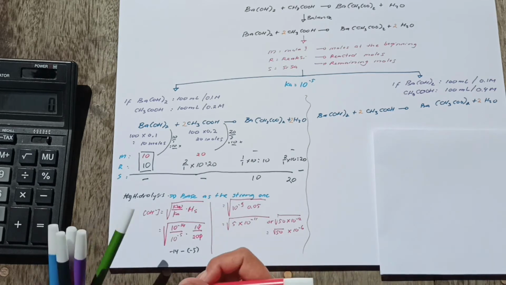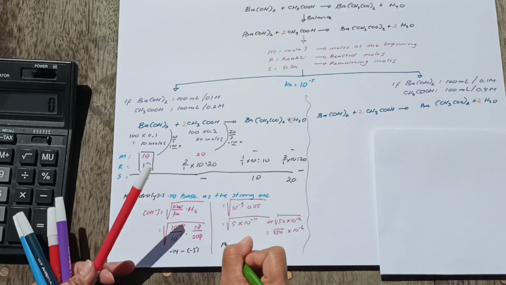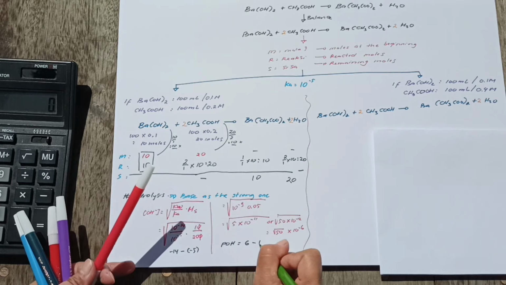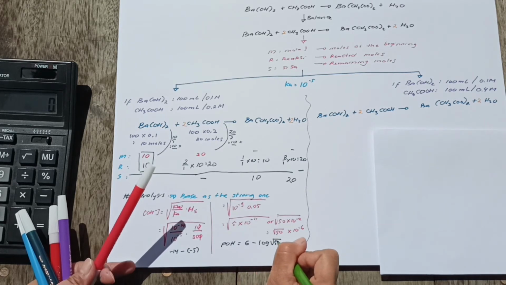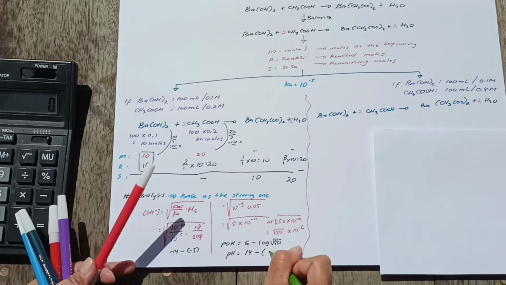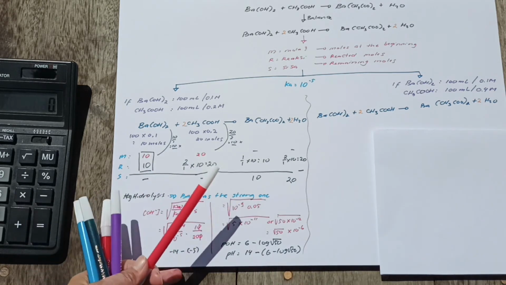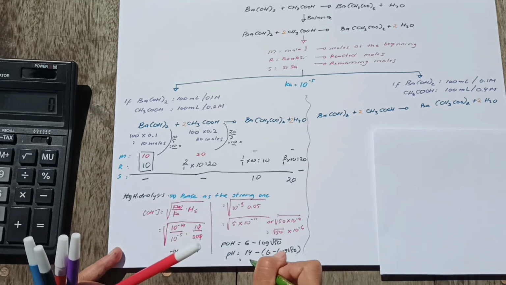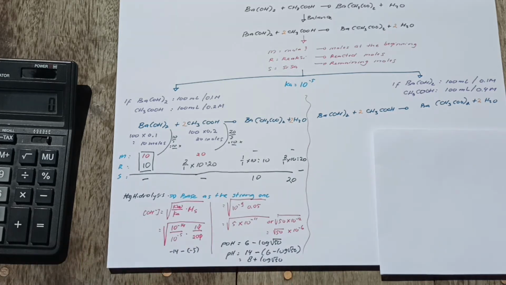Okay, then you will have pOH. Yes, 6 minus log root of 50. pH will be 14 minus 6 minus log root of 50. So this is going to be 8 plus log root of 50. So that's the answer. You don't have to find the root of 50. If you answer like this, it's already correct. If you want to have all in numbers without any log and any roots, it's also okay.